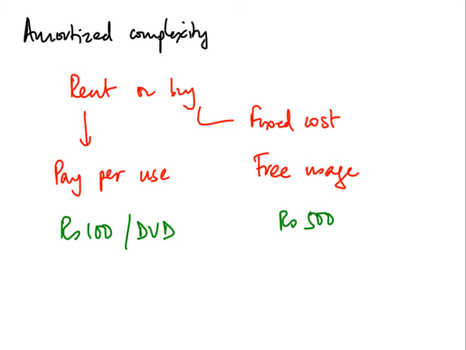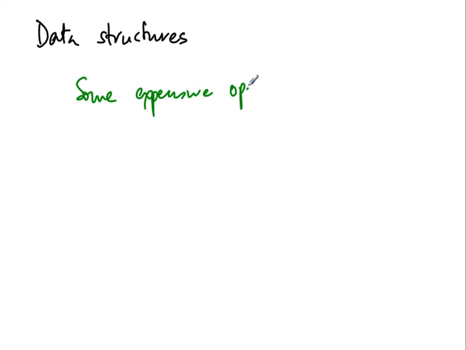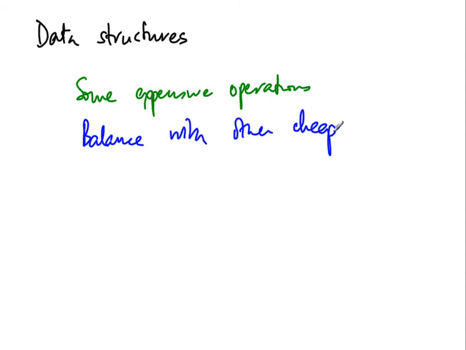Now in our context, it arises typically in data structures. Data structures are objects in which you store data with some properties. For example, you might want to maintain a sorted array of numbers. When you add things to it, you have to keep the array sorted. So there is a certain cost you pay, but if you're also going to be searching for things in it, you can do binary search, and that cost will be recovered. So basically you have some expensive operations, and to balance them, you have some cheap ones, and they average out in some sense.